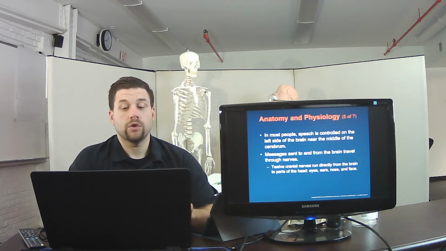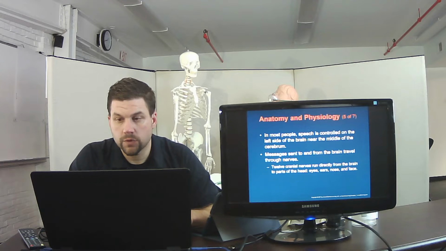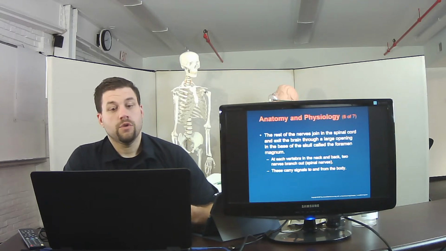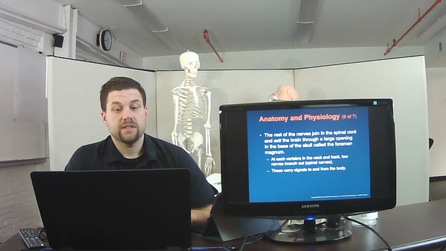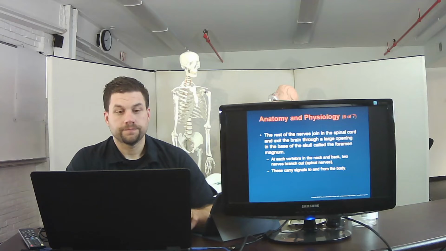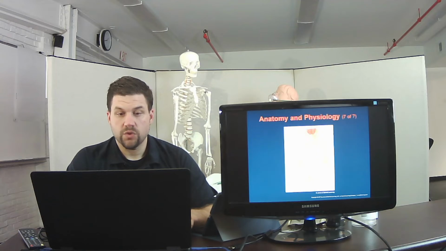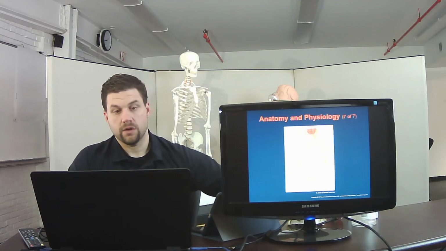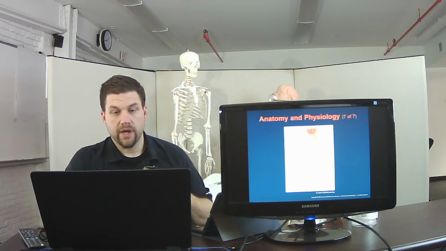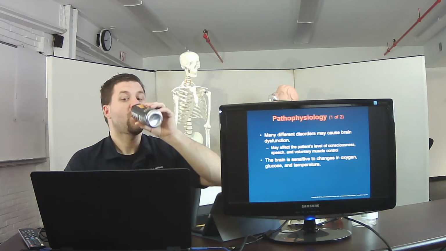There are 12 cranial nerves that run directly from the brain to the parts of the head, the eyes, ears, nose, and face. Now you could look those up. We don't need to know them specifically. The rest of the nerves join the spinal cord and they exit the brain through a large opening at the base of the skull called the foramen magnum. At each vertebrae, in the neck and the back, 2 nerves branch out, and those are our spinal nerves. These carry signals to and from the body. So here we see the branches as they branch out from the cerebellum through the brainstem and then down into our spinal cord.